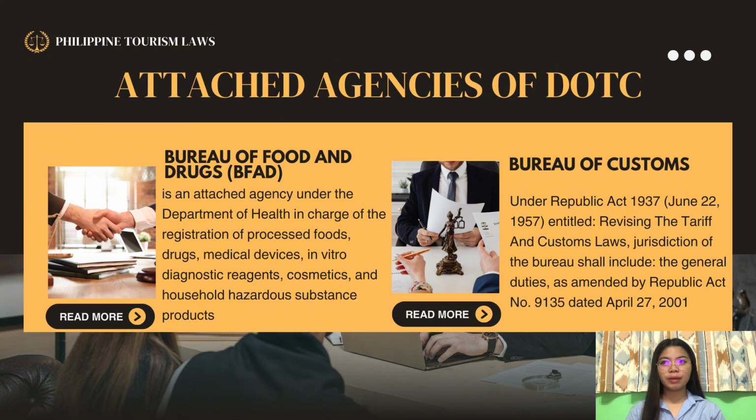And next, we also do have the Bureau of Customs under Republic Act 1937 enacted on June 22, 1957, entitled Revising the Tariff and Customs Laws. The jurisdiction of the Bureau shall include the general duties as amended by Republic Act No. 9135 dated April 27, 2001. The powers are to assess and collect lawful revenues, prevent smuggling and other frauds, control vessels or aircraft doing foreign trade, enforce tariff and customs laws, control the handling of foreign mails for revenue and prevention purposes, control import and export cargoes, and have jurisdiction over forfeiture and seizure cases.